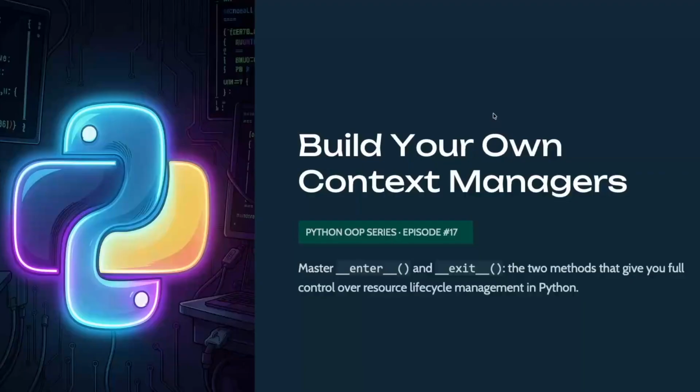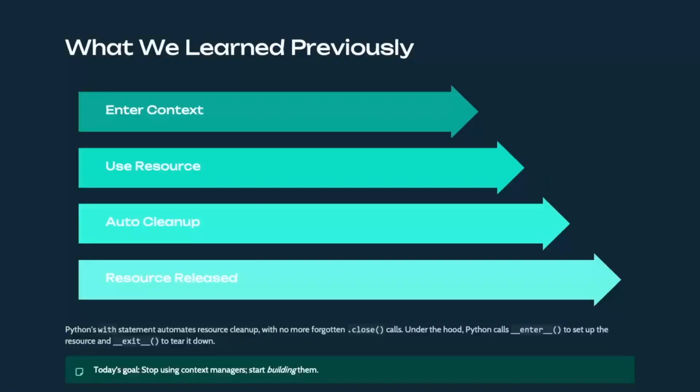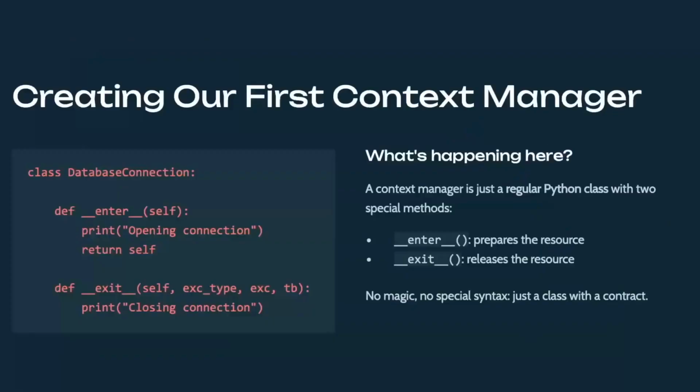So let's get started. Now, before we begin, let's do a quick recap. In the previous lesson, we learned that context managers automate cleanup. The with statement prevents resource leaks. Python automatically handles setup and teardown, and the process relies on two Dunder methods, enter and exit. Today, we're going to go to a deeper level. Instead of using context managers, we're going to build them ourselves. Now, many beginners think context managers are some special Python feature, but they're actually much simpler than that. A context manager is just a normal Python class that follows a specific contract. Let's build one.